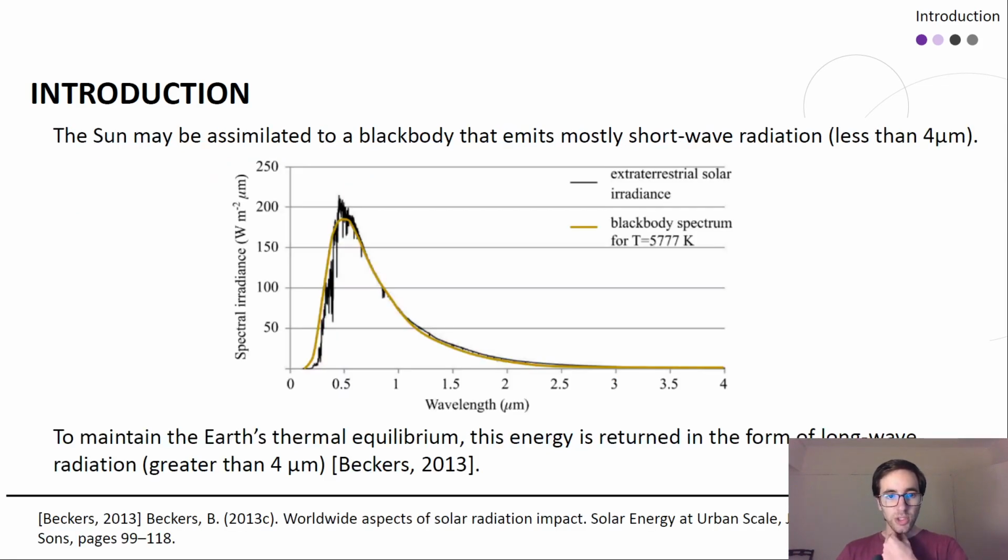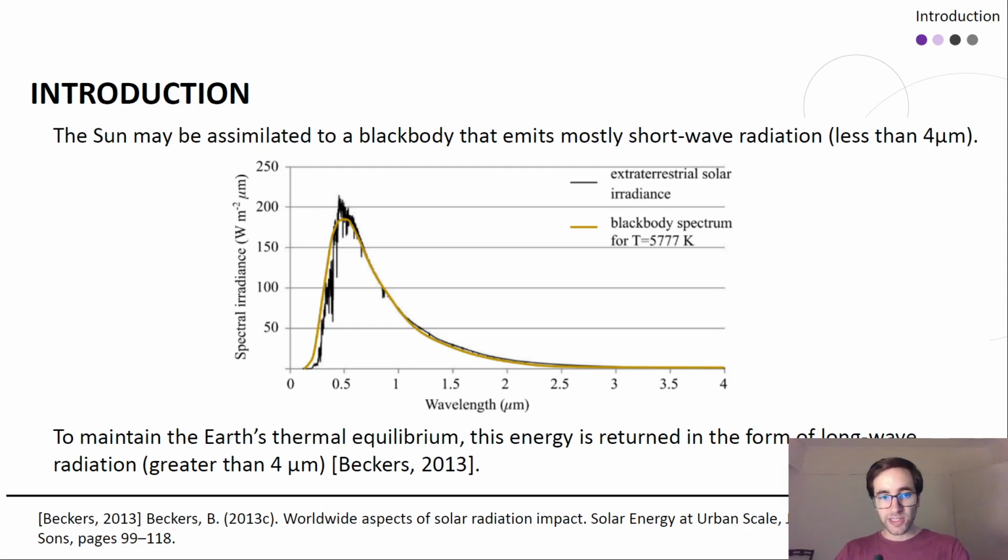Okay, so if we go to the real light that reaches the Earth, we can see that the sun can be assimilated as a black body, right? A black body is an ideal kind of body that absorbs all the radiation that gets to it, right? So if we observe the distribution of wavelength in the spectrum that the sun emits, we can see that it's very similar to a black body at a temperature of nearly 6,000 kelvins, right?